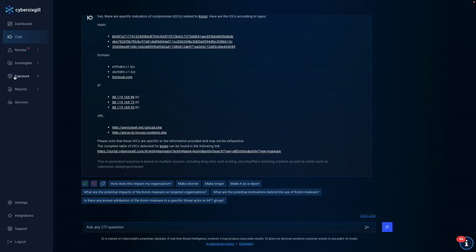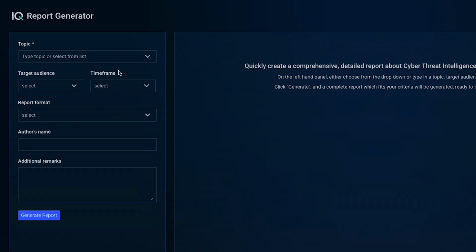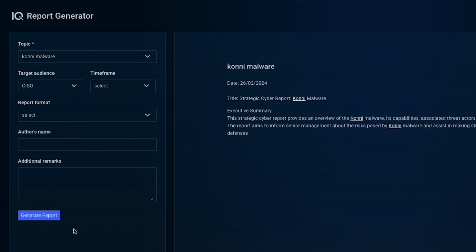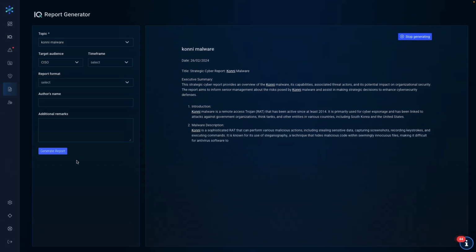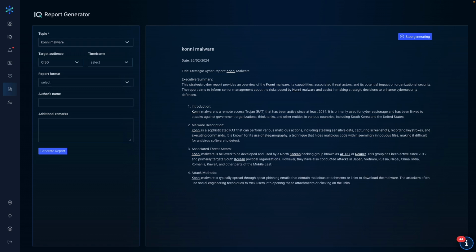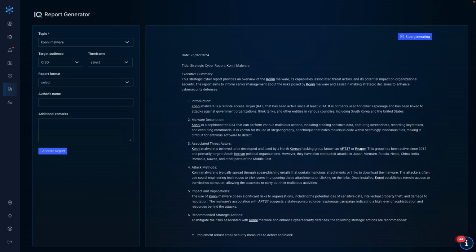Furthermore, organizations can take advantage of the CyberSixSkill IQ report generator. Let's use a specific malware and select that it's for my CISO, then click Generate a Report. The IQ report generator is a great way of turning complex data into a simple and legible report that is catered to your chosen target audience.